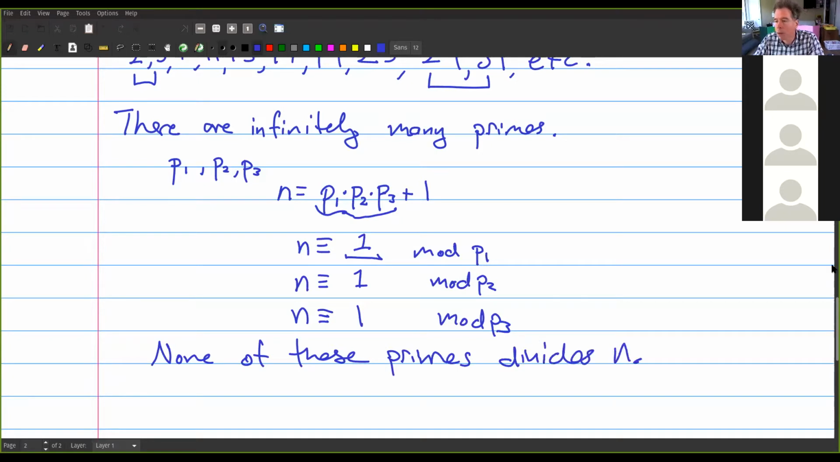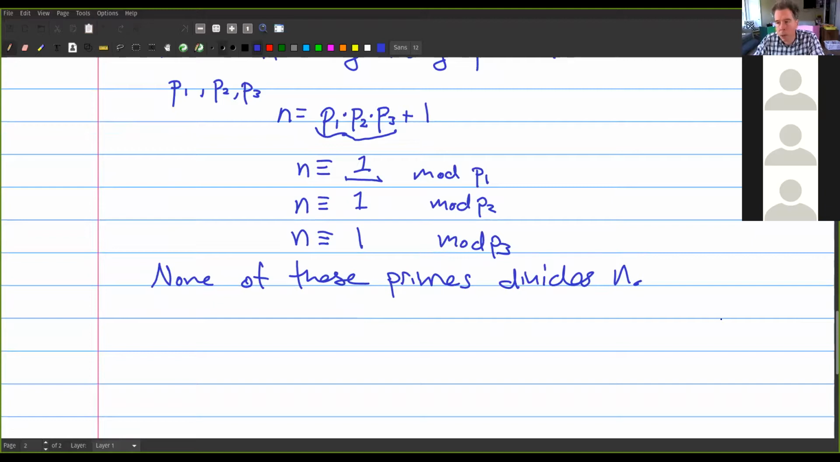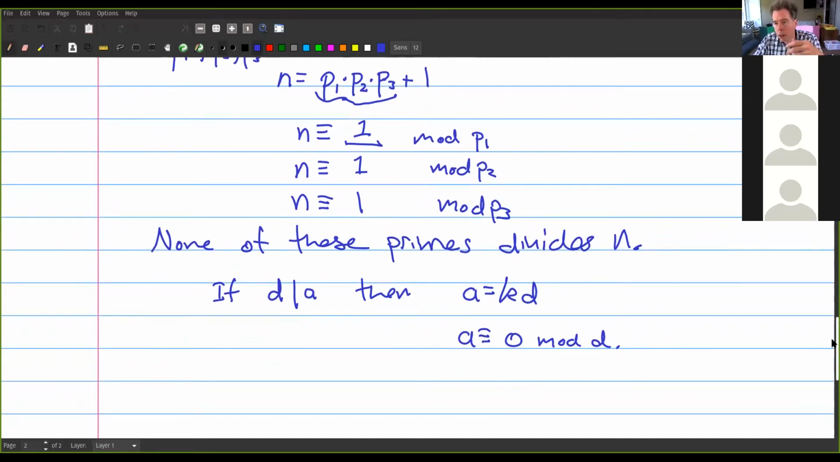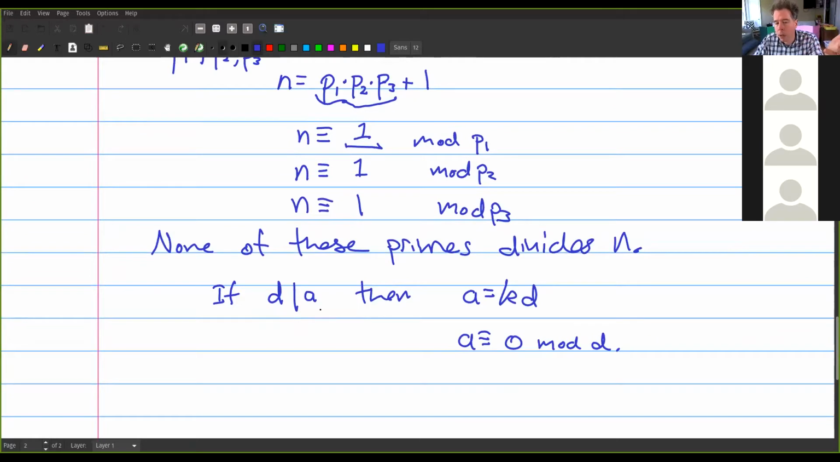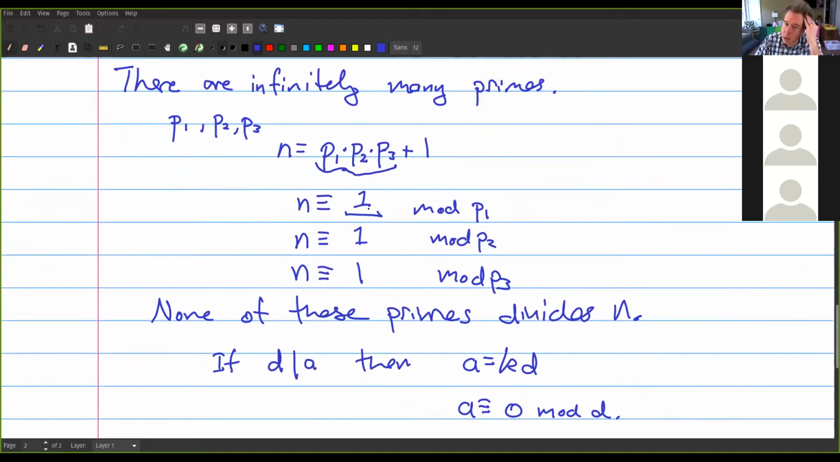That's because if a number divides another number, if D divides A, then what does that mean? A is equal to K times D, and then A is congruent to 0 mod D. So a number being divisible by another means that A is congruent to 0. So none of these are zeros. So n is not divisible by any of these prime numbers.